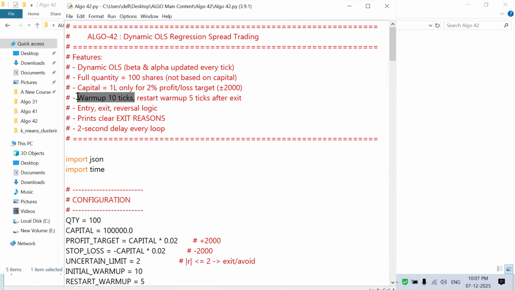Now I kept a 2-second delay so that we can understand what is happening in the trade, but actually in the market we don't need this kind of delay. We are going to trade with 100 quantities, and if the profit is 2%, that is 2000 rupees, because the capital we have used is 1 lakh rupees.